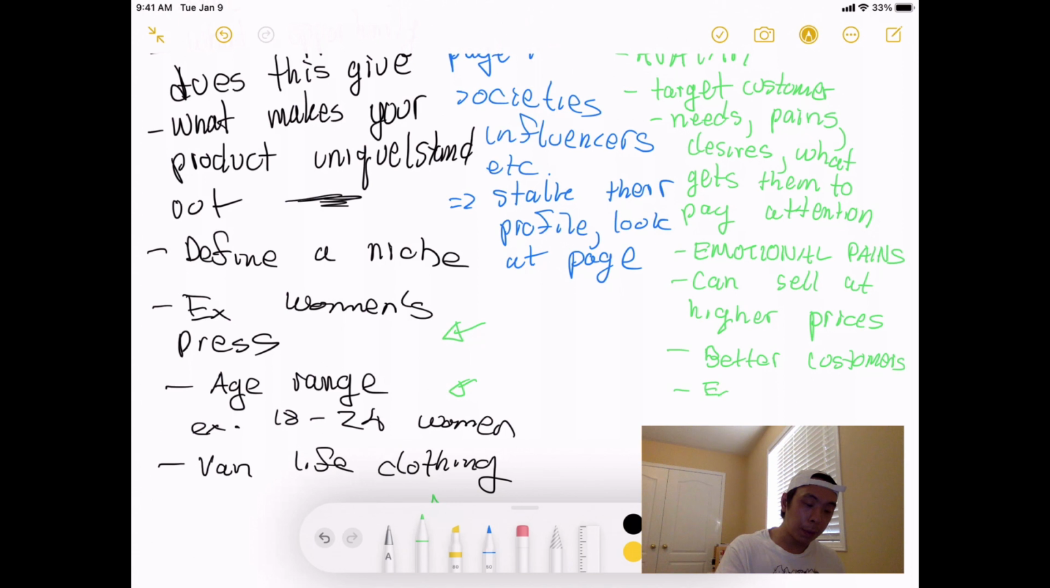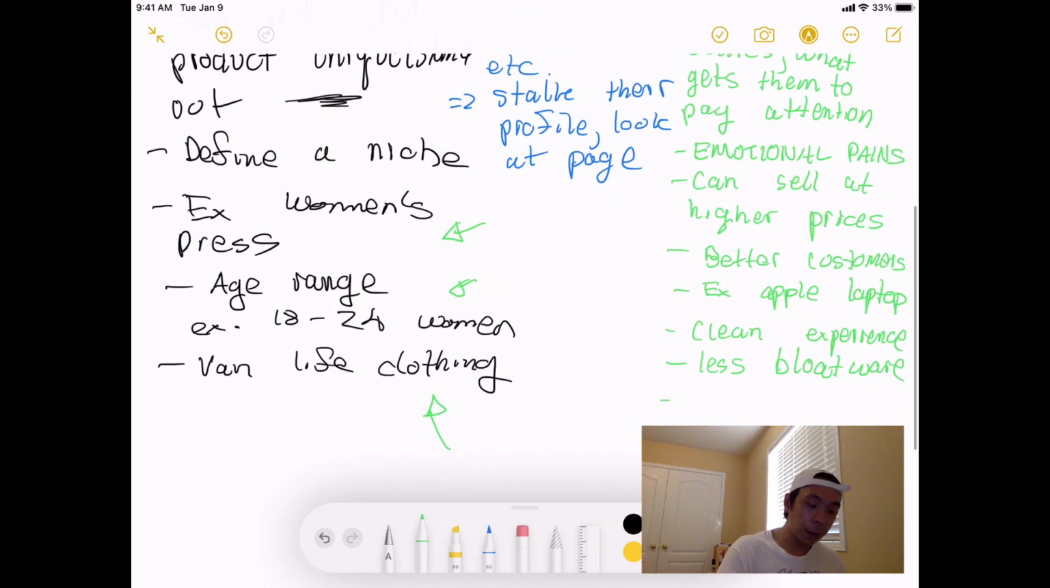So, for example, with an Apple laptop, you buy it because it's a clean experience. You buy it because there's less bloatware. And most importantly, it looks good. That's the real appeal of it, right? And it's a status symbol.